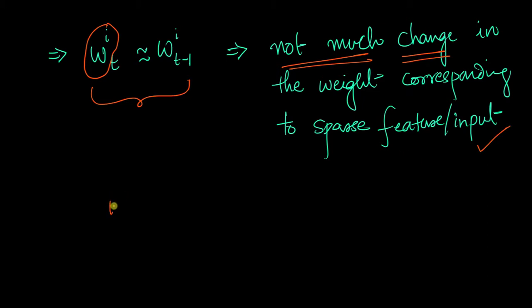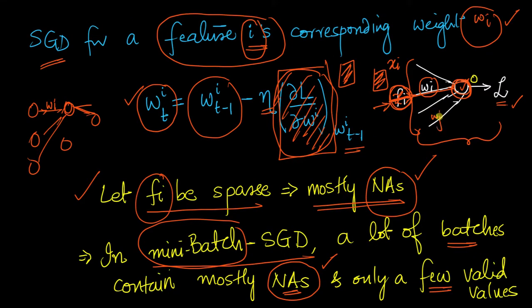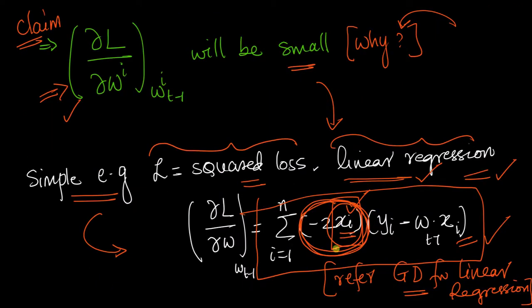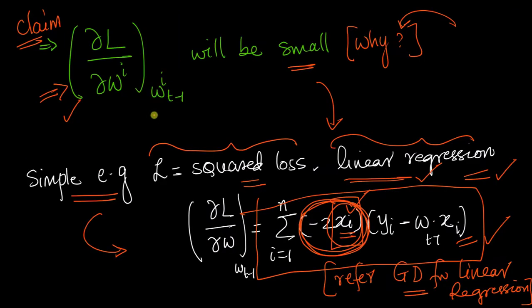While, let's assume there is another feature j, or there is another weight w_j. Corresponding to it, let's assume there is feature j or input j. Let's assume this is dense. Because this is dense, this value will not be missing. Because this value is not missing, this derivative is not too small, which means your w_t is not going to be the same as w_(t-1). There will be some difference.